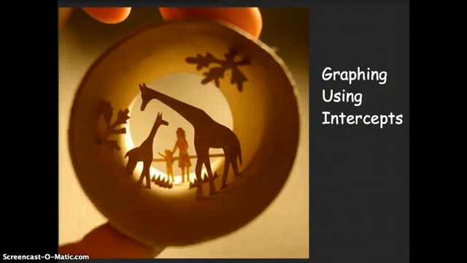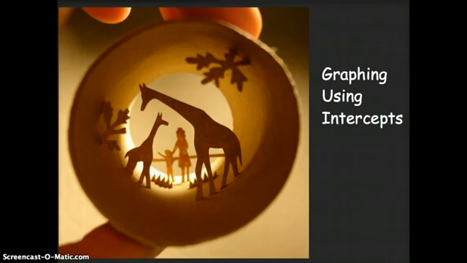Graphing using intercepts. To start us out, this picture here is actually a toilet paper roll, and this is some toilet paper roll art. They made little cuts on the inside of the toilet paper roll and folded some of the cardboard up to make kind of a shadowy looking design that I think is pretty cool.